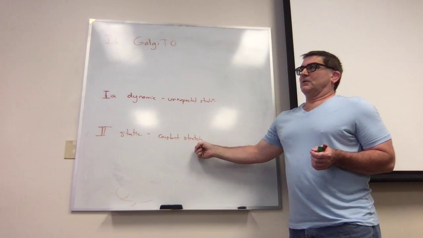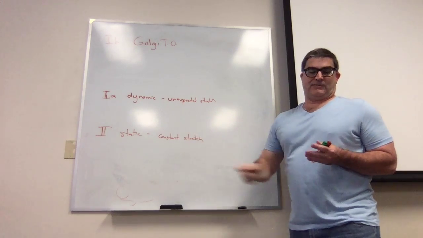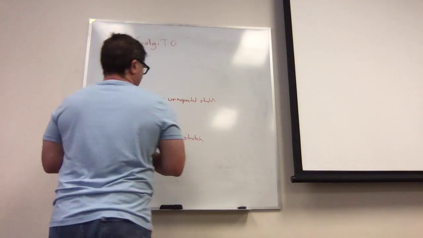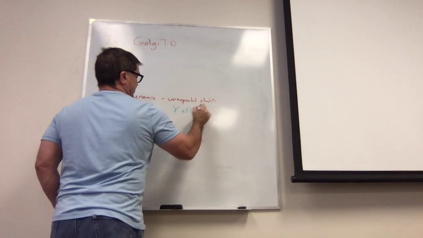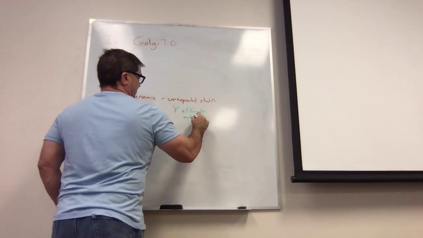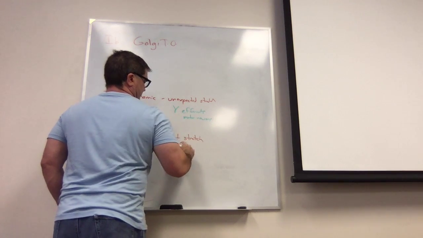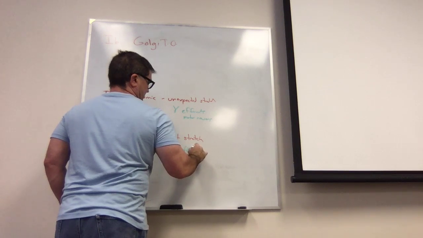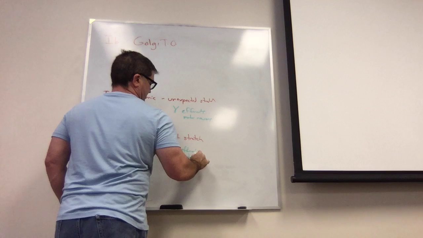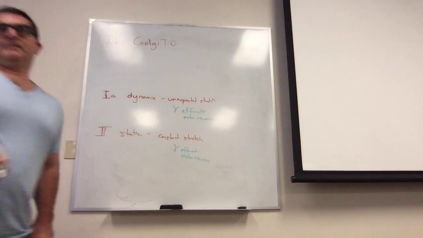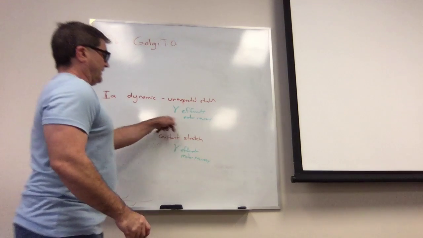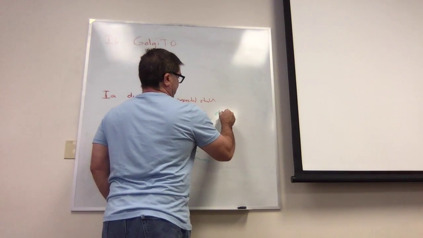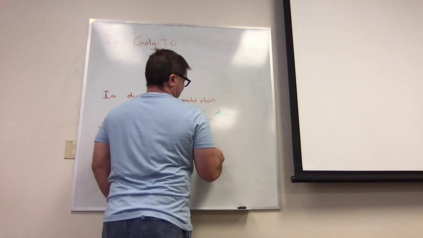The other thing is that we tune these separately. So these each have different gamma efferents, gamma motor neurons that control them. But they're not the same, right? They're two different systems. So this would be the dynamic gamma efferent, this is the static.